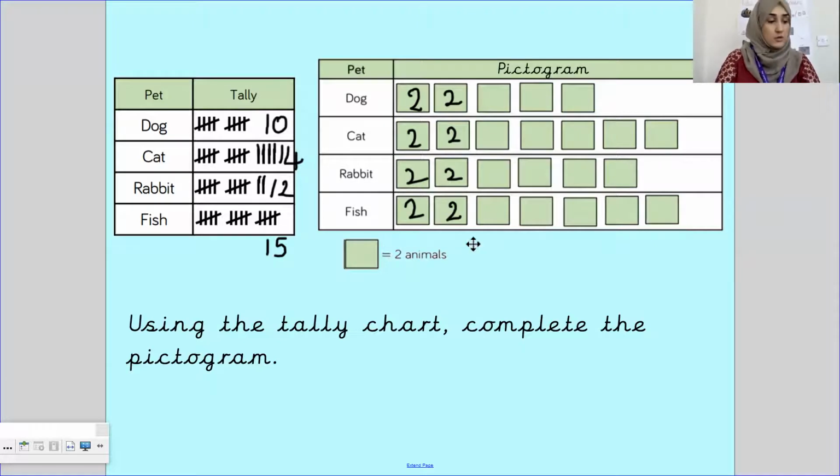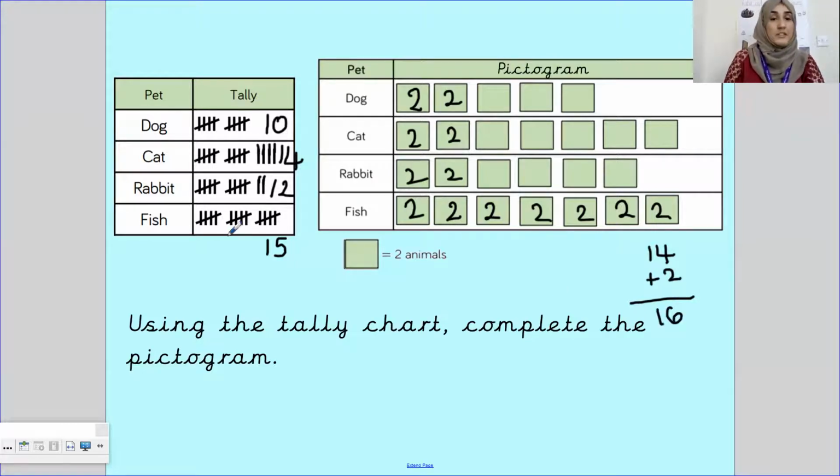because it equals 2, so far I've got, let me write down the numbers. I've got 2, 4, that's 6, 8, 10, 12, 14. So up to here, I have 14. But if I add on 2 more, because 1 square equals 2, that would make 16. But that's not correct because the tally chart is telling me that there are only 15 fish. So pause the video here. What do you think we can do?